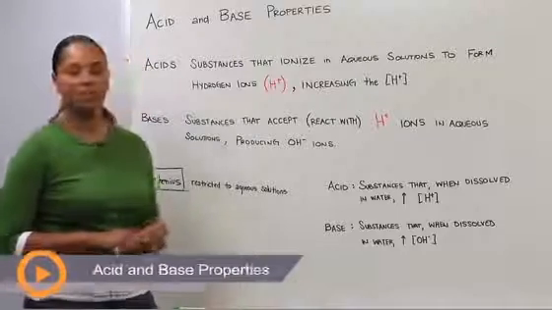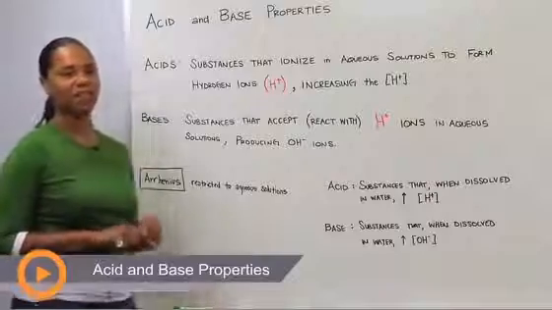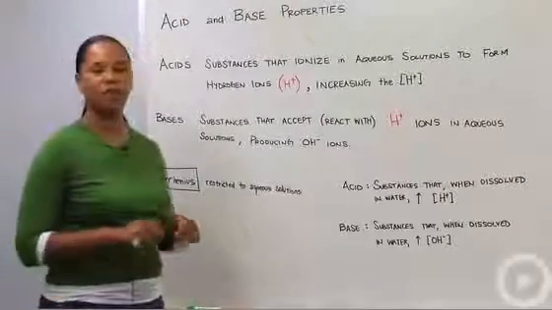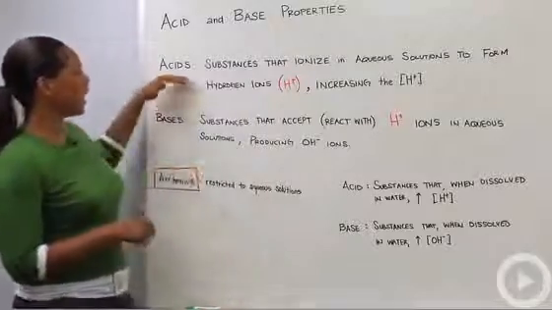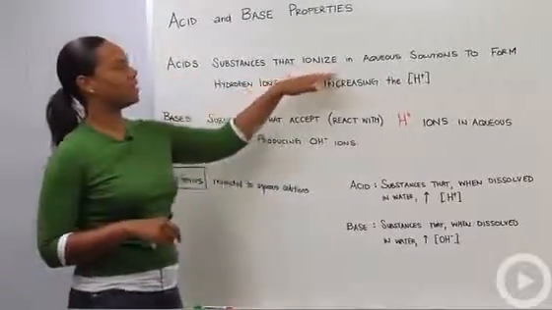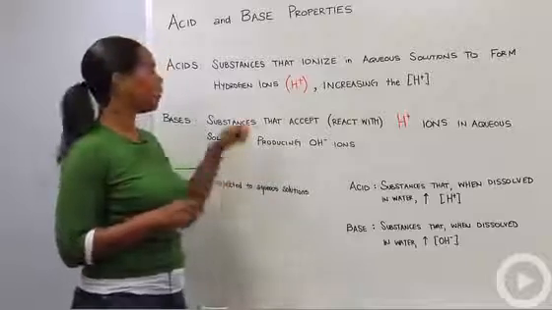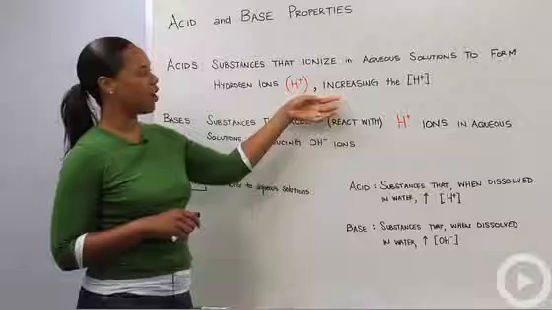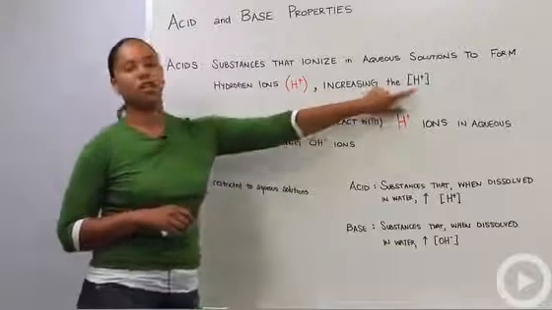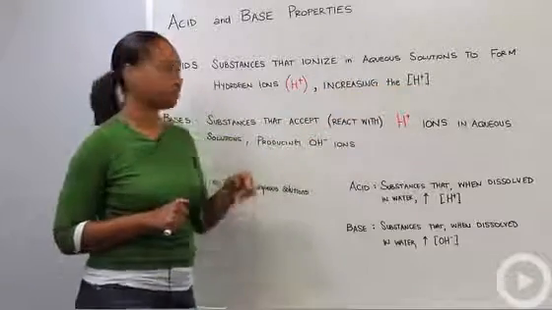Hi guys, so let's do some discussion of acids and bases. And let's just start with the basic properties of what is an acid and what is a base. So an acid is a substance that ionizes in aqueous solutions to form hydrogen ions, which we write as H+, and thereby it increases the concentration of protons in solution.